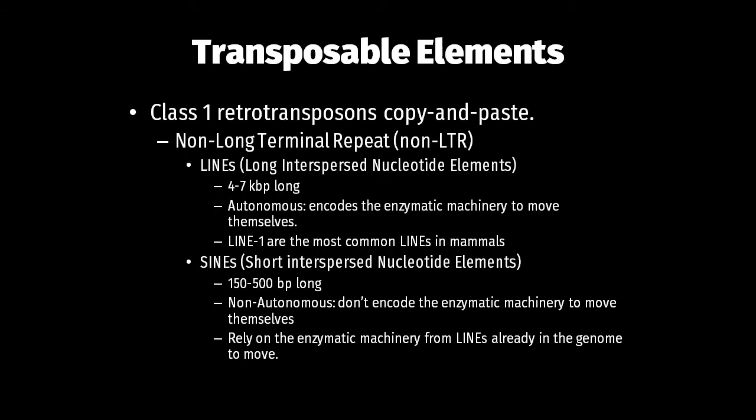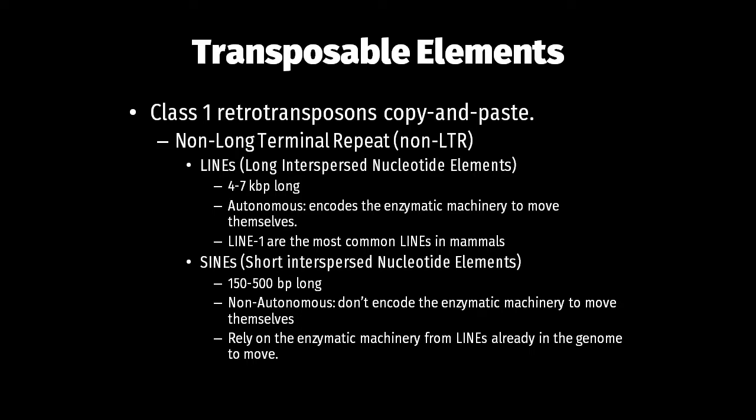The second subtype, non-LTR transposons, consequently lack terminal repeats and are further subgrouped into LINEs, or long interspersed nucleotide elements, and SINEs, or short interspersed nucleotide elements. LINEs are 4,000 to 7,000 base pairs long and are autonomous, which means that they encode the enzymatic machinery to move themselves around the genome. LINE-1s are the most common LINEs in mammals.